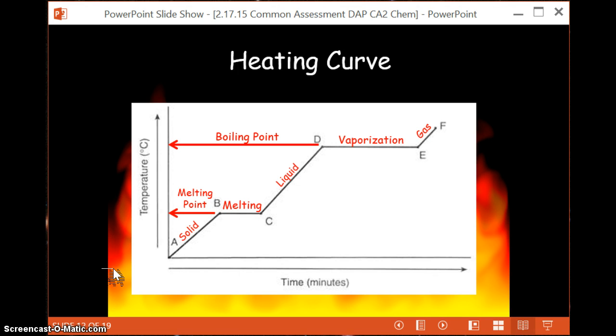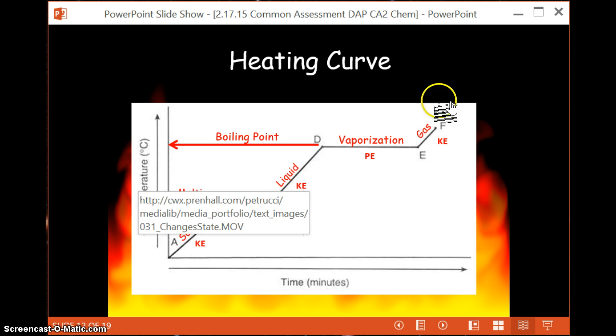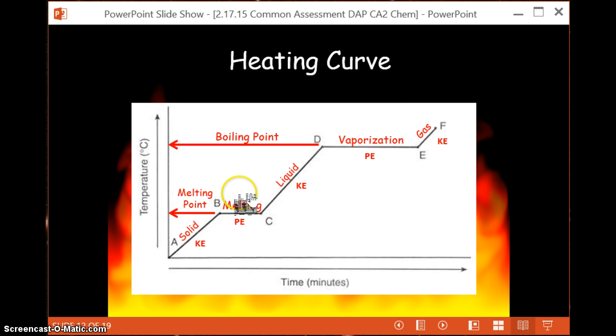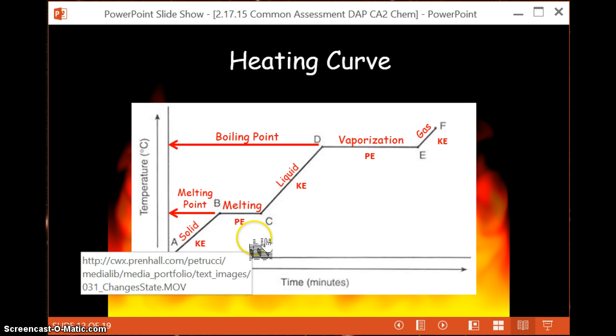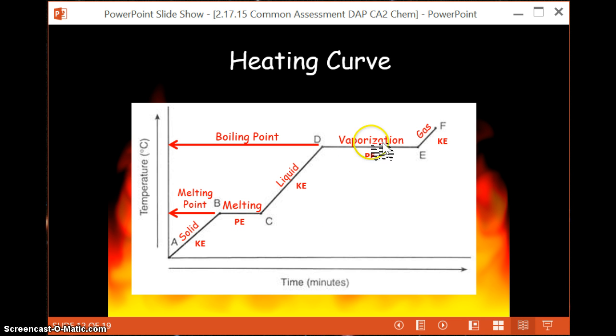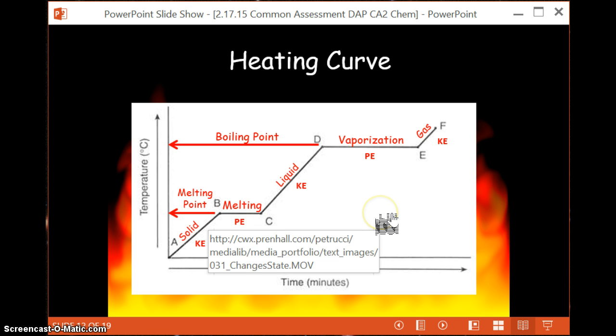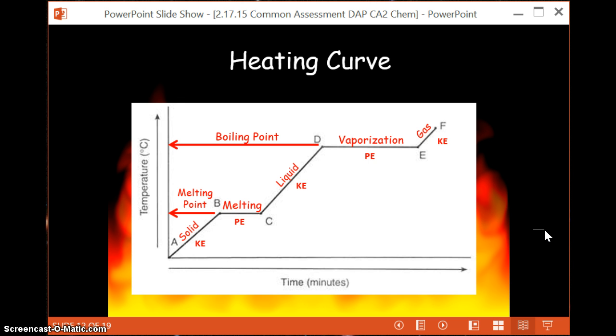Okay, if you remember, I gave you an acronym for remembering this. Kill, perish, kill, perish, kill. Okay, I know it's not the most flattering of acronyms, but it's effective. It starts with kinetic anytime you have each phase, so solid kinetic, liquid kinetic, gas kinetic, and then during the potential energy changes, that's where the phase change takes place. So remember, potential starts with a P, phase starts with a P. So during the melting and vaporization, that's where you would see the potential energy changes.